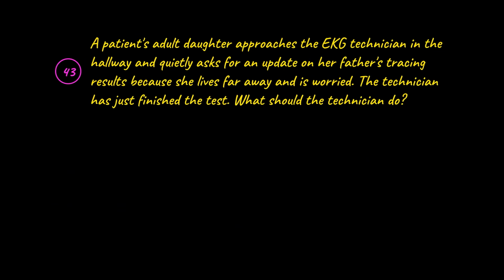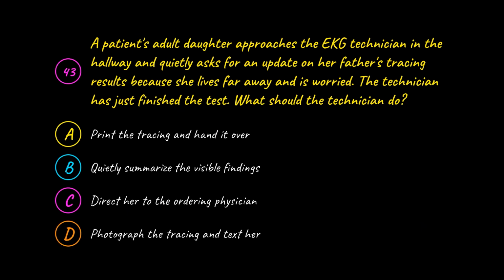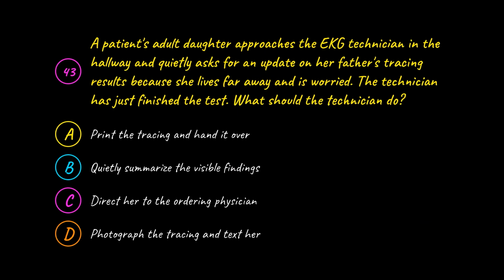Your options are: A. Print the tracing and hand it over. B. Quietly summarize the visible findings. C. Direct her to the ordering physician. D. Photograph the tracing and text her. Before I reveal it, which one do you think is right?